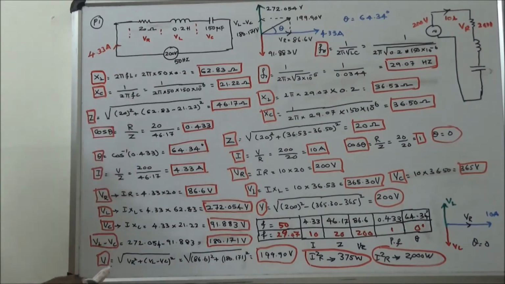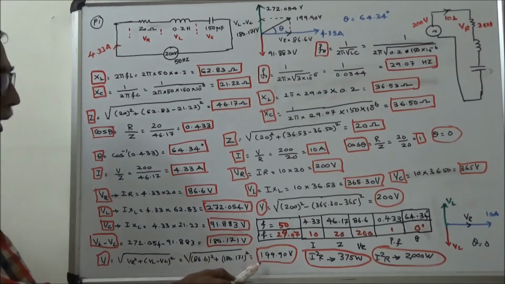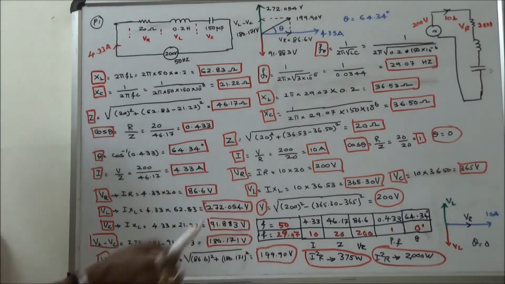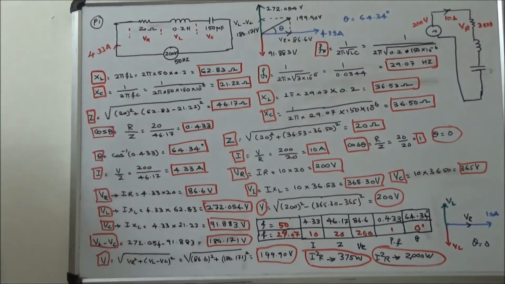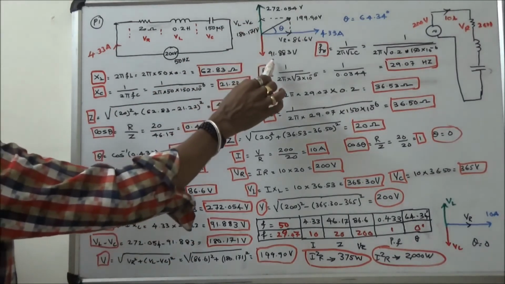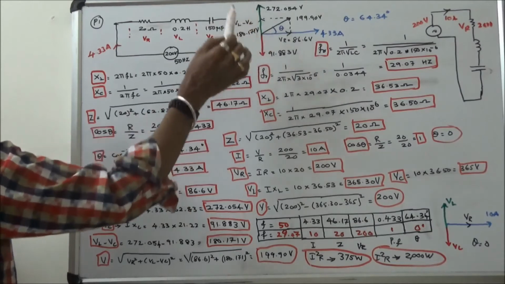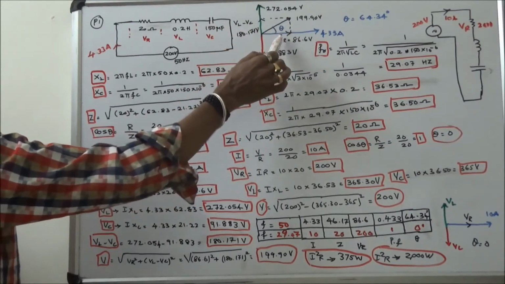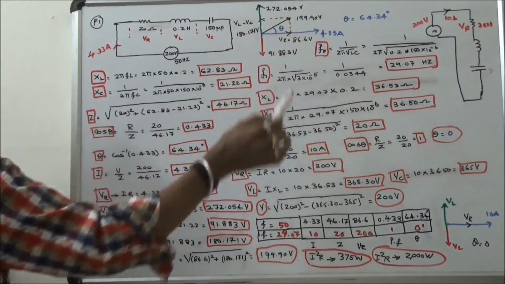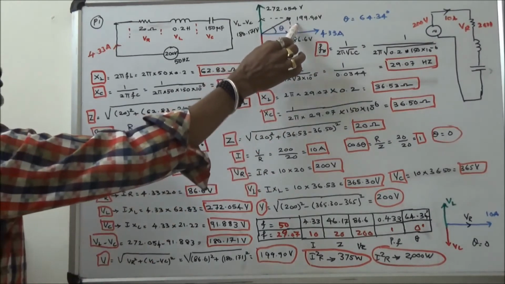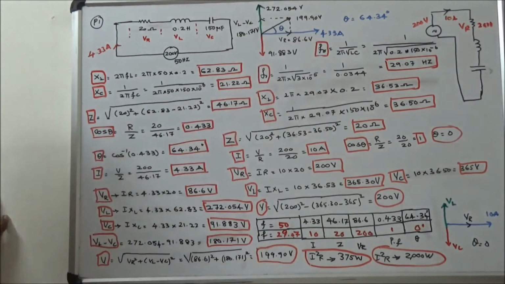Voltage is equal to the root of VR square, the voltage drop across the resistor squared, plus VL minus VC the whole square. That is equal to 199.90 volts, almost equal to the supply voltage. This is the phasor diagram. Here this is VC, this is VL minus VC, the angle is 64.34 degrees, the resultant voltage is 199.90 volts.